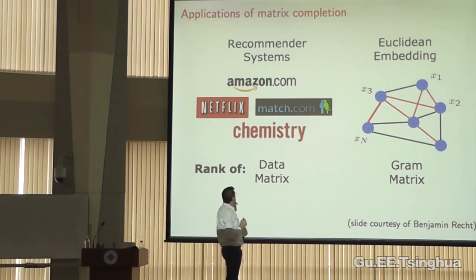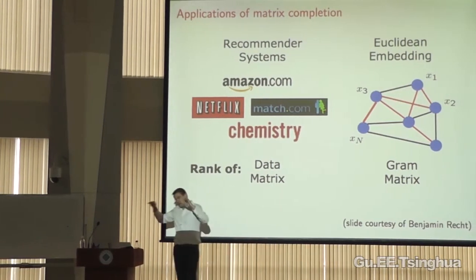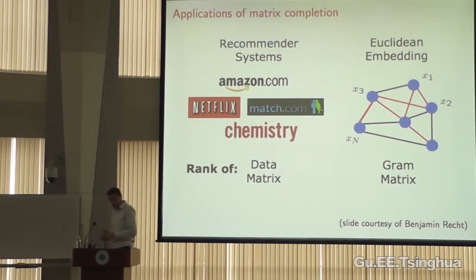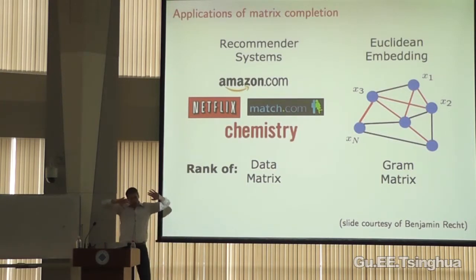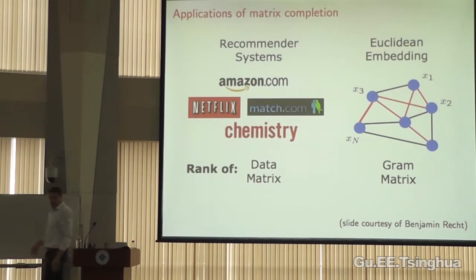So another kind of high-profile problem that people often talk about falls under the general name of collaborative filtering, or recommender systems. That's the idea that if you go to a place like Amazon or Netflix, these websites suggest things you might like to buy. So the question is, how do they make those suggestions?